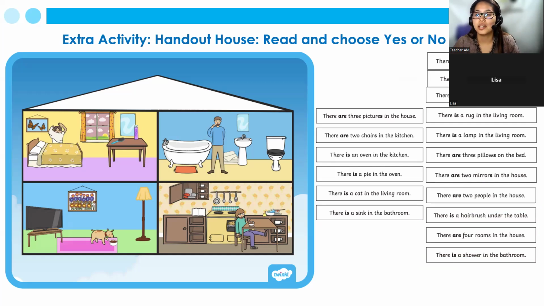Now, Dolin, I want you to look at your house. How many rooms are there in your house? Four. Oh, great. Which rooms are those? Bedroom, I have 3 bedrooms.